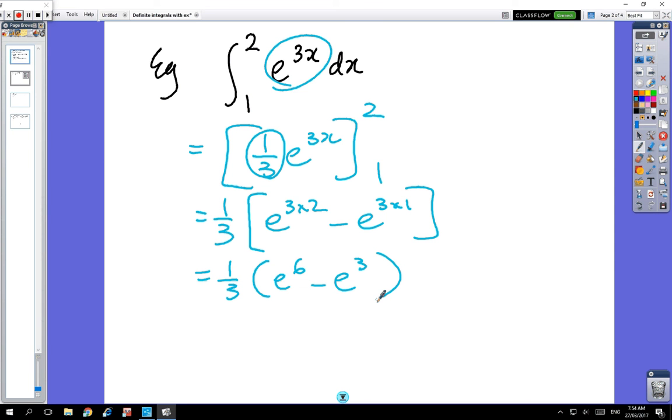I don't think the textbook would factorize it, but theoretically e cubed is common, so we could have e^3 over 3, (e^3 minus 1). At this stage I'll be happy with that answer, but if the back of the book has it factorized, that's what they've done. They've taken e cubed out of both terms, remembering that 3 plus 3 is 6. You don't divide, you multiply. Okay, let's have a look at the next example.